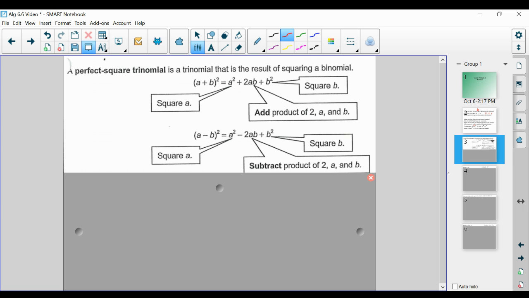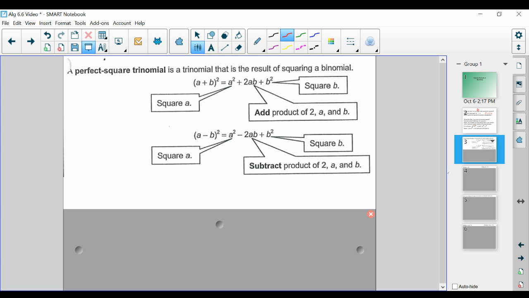We're going to square b. Now notice how we get plus b squared. Because if we have a negative here, this is saying negative b. So a negative times a negative turns into a positive, which is why we get plus b squared. And we're going to subtract 2ab. So we multiply a and b, and then multiply it by 2. Turns out it's going to be a negative.